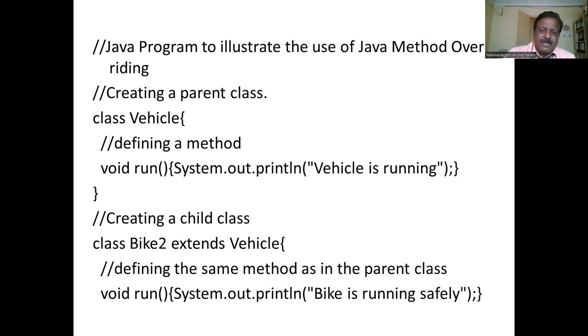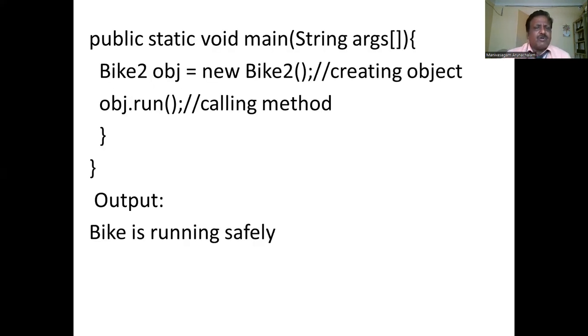The message is given. Now we are going to execute this program, so we create the main method. In the main method, we are creating the object of Bike2, that is, the subclass object. Bike2 obj = new Bike2(). The meaning of this statement is that the object is created under the Bike2 subclass and memory is allocated. The next line is obj.run(). Using the object, we are calling the run method, so it will call the subclass method. In both classes the run method is available, but it calls the subclass method, so the output will be "Bike is running safely".